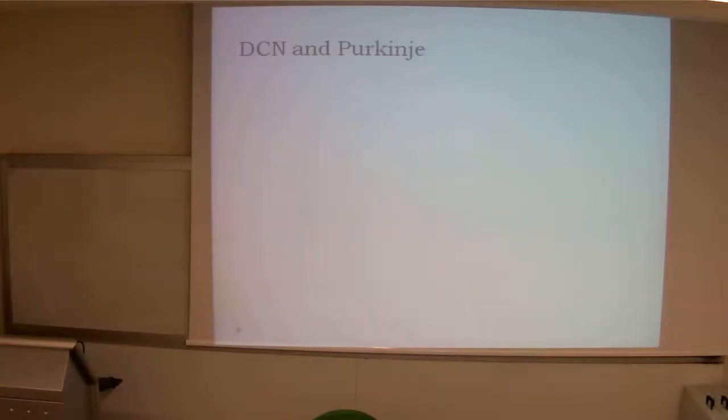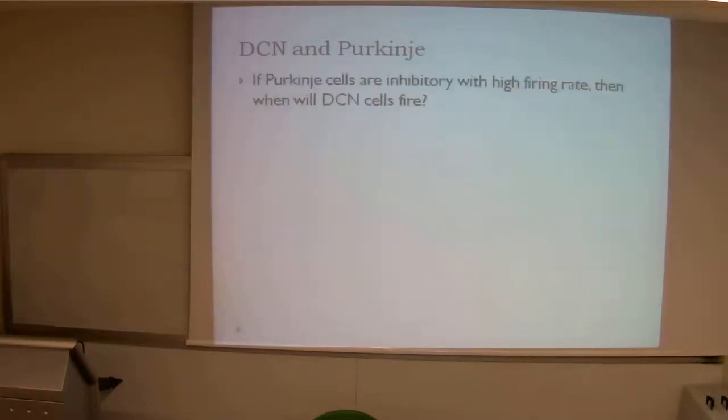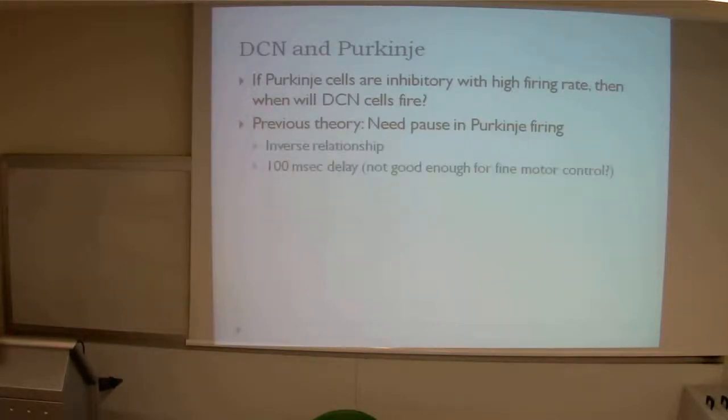So what does this all mean, I think, is the question. Mickey touched on this earlier, but if Purkinje cells are inhibitory with this really high firing rate, then how do these DN cells fire? When will they fire? The previous model was that you have these pauses in Purkinje cell firing, and whenever the Purkinje cells are not firing, that's when the DCN cells will fire. Then you needed this 100 millisecond delay for this to happen, even though there were some questions that maybe this isn't actually good enough for an actual animal to exhibit fine motor control.